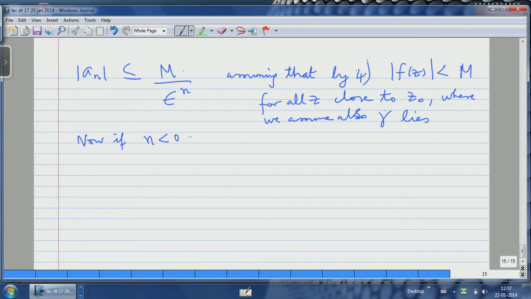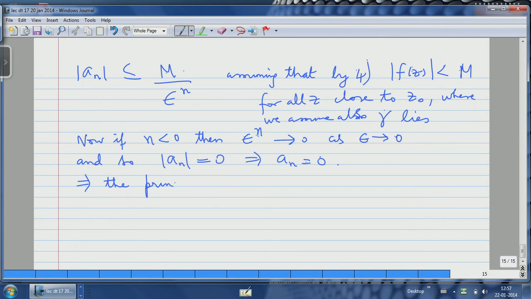If n is negative, then epsilon power n tends to 0 as epsilon tends to 0, and so mod a n equal to 0 implies a n equal to 0. So this implies that the principal part in the Laurent expansion is 0. That is, what we have actually proved is that 4 implies 3.